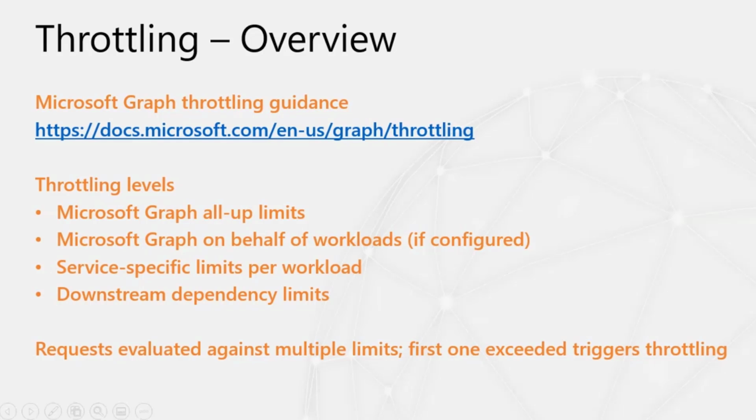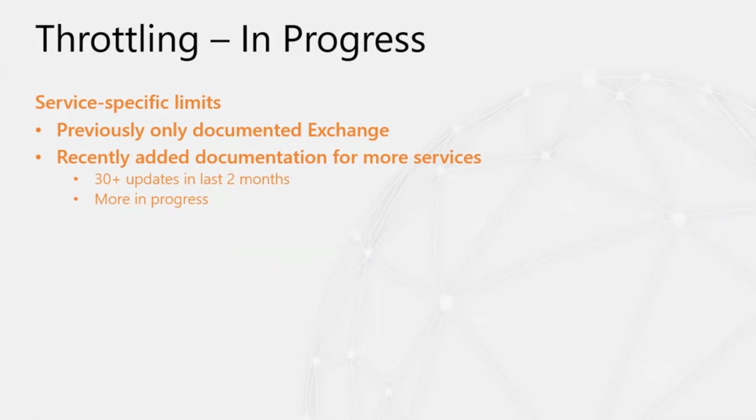Now, in terms of the in-progress updates for our throttling limits, as I mentioned previously, only Exchange was really the one that was documented out there. And we would tell you, hey, for a mailbox per app that you have registered, here's how many mailboxes you can query within a specific amount of time. Over the past 2+ months or so, we've actually had 30 or more pull requests being submitted to our documentation site. So there's been a lot of updates in this space. If you've looked at throttling guidance in the past, maybe 6 months or so, it's really worth going back and looking to see what is the most up-to-date information out there.